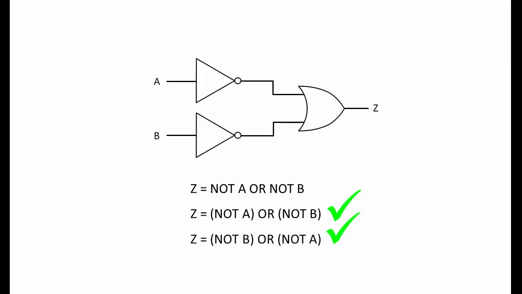This version is also valid. Z equals NOT B OR NOT A rather than NOT A OR NOT B. It doesn't matter which of the two NOT operations is performed first, as long as they've both happened before the OR operation. Indeed, this is also a perfectly valid way to describe this particular circuit.